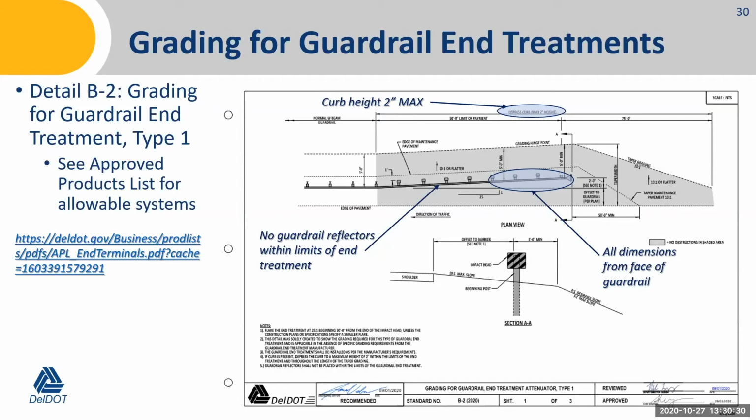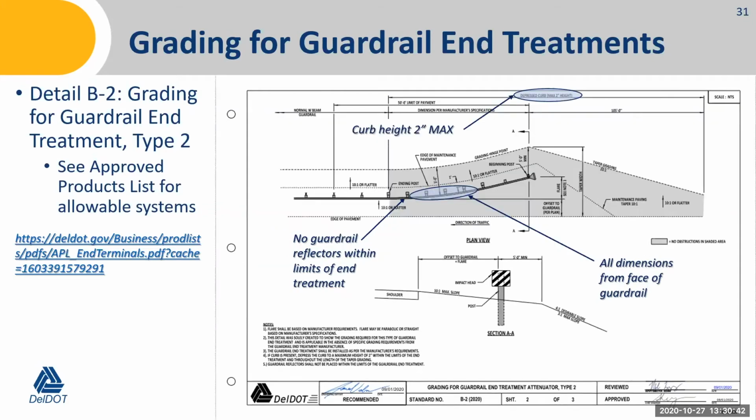All dimensions on this detail were revised to be measured from the face of the rail rather than the back of the post. The back of the post was a little inconsistent in the past. So all dimensions for grading purposes are based on the face of the rail.